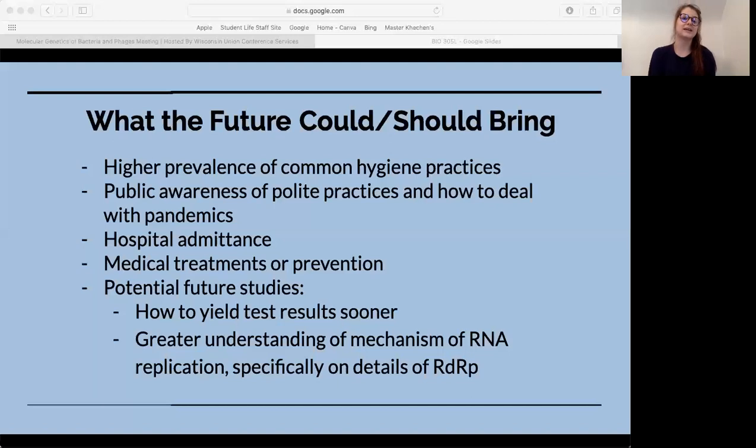And one final thing I'd like to mention are potential future studies. So some things could be how to yield test results sooner to see if people actually have the disease. And then also a greater understanding of the mechanism of RNA replication, specifically on details of the RNA polymerase to see how it's replicating and see if that can in any way be inhibited. So that's all I have.